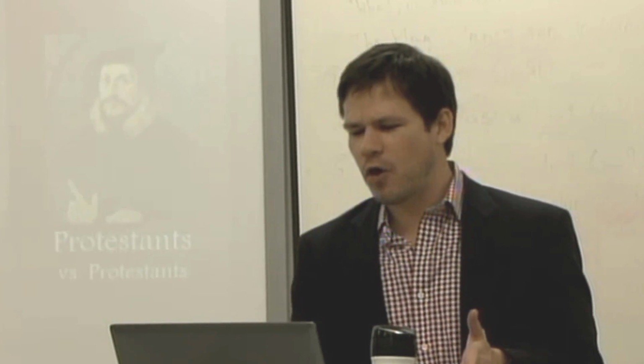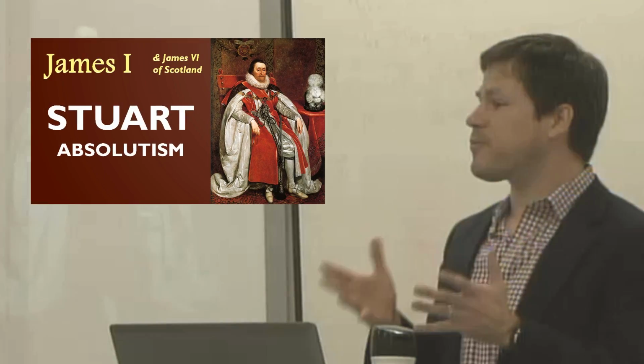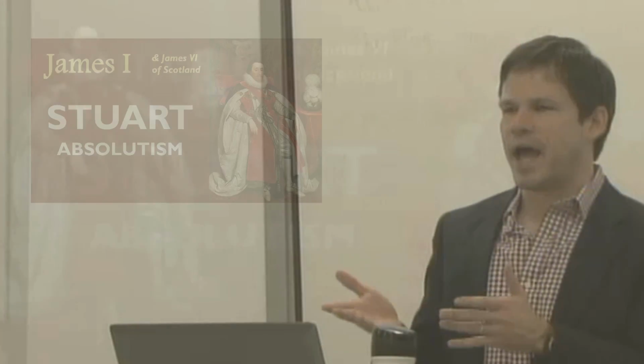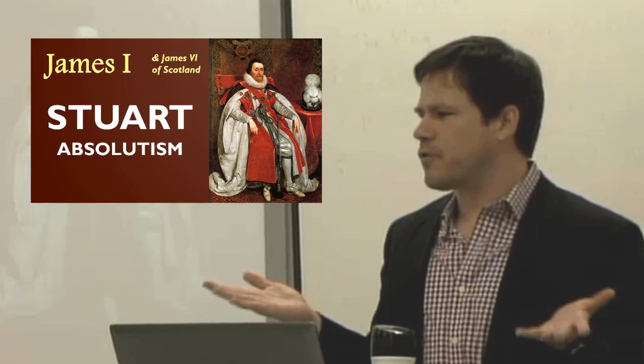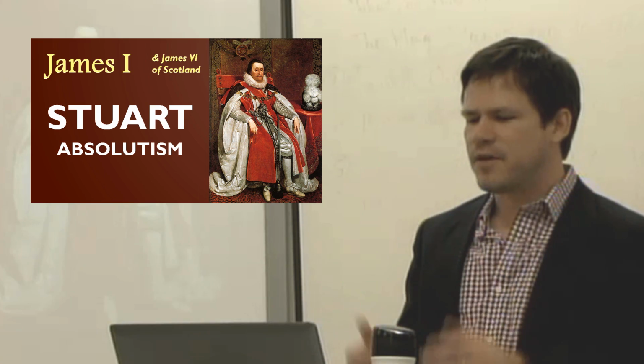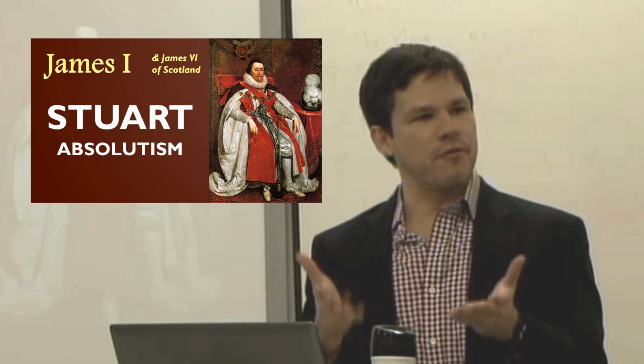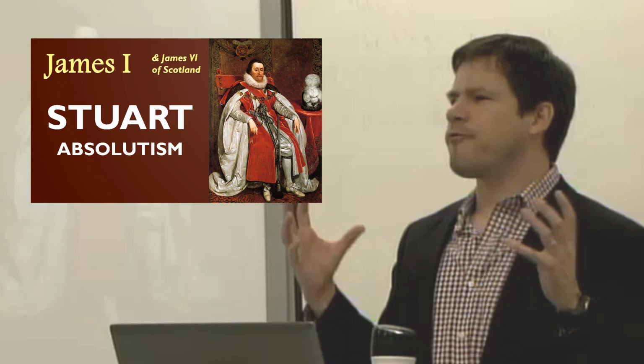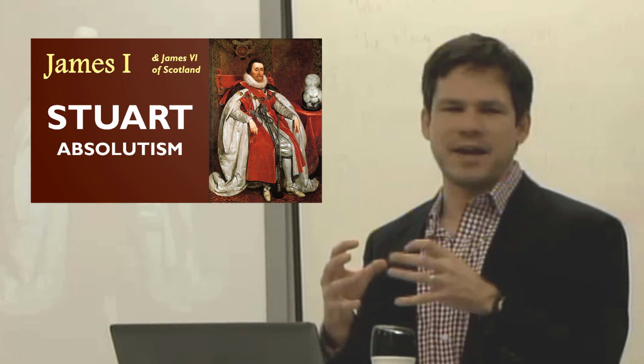So let's go ahead and start with James I, who was James I of England, but also James VI of Scotland. When Queen Elizabeth died in 1603, the King of Scotland, James VI, actually had the best blood title to the throne. And so he was invited to be James I of England, in addition to being James VI of Scotland. Now, this is before the crowns were combined later on.